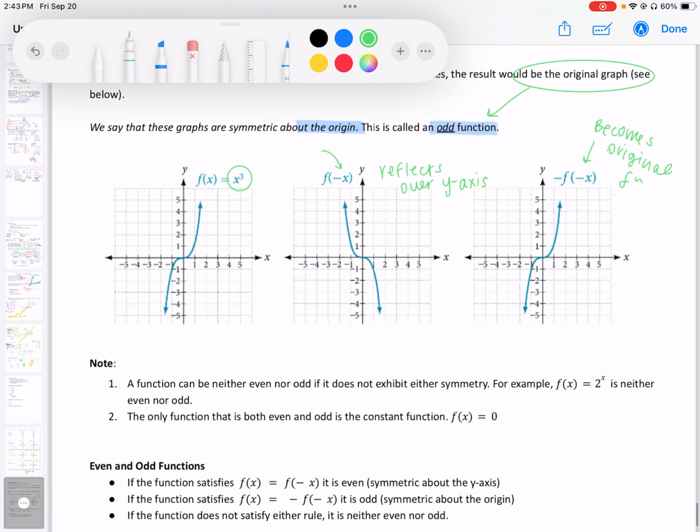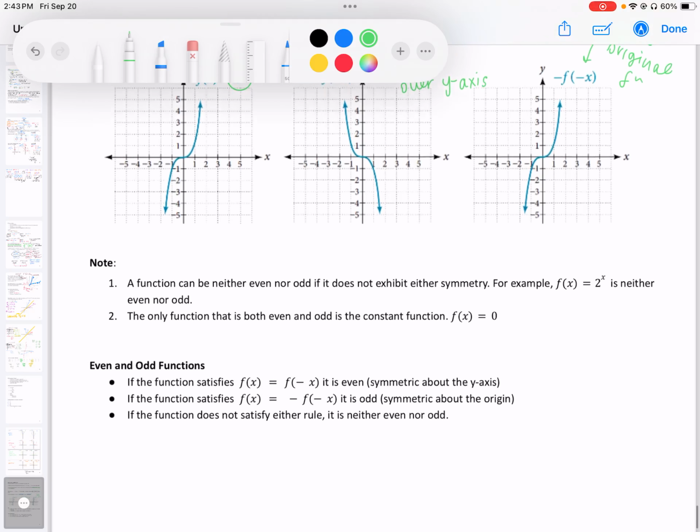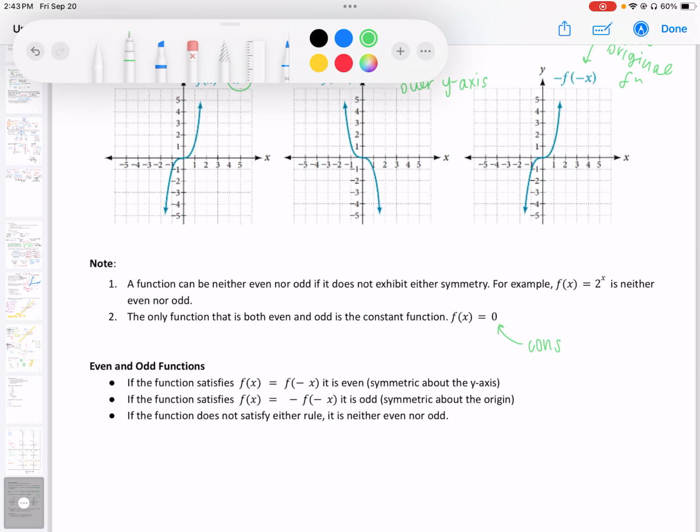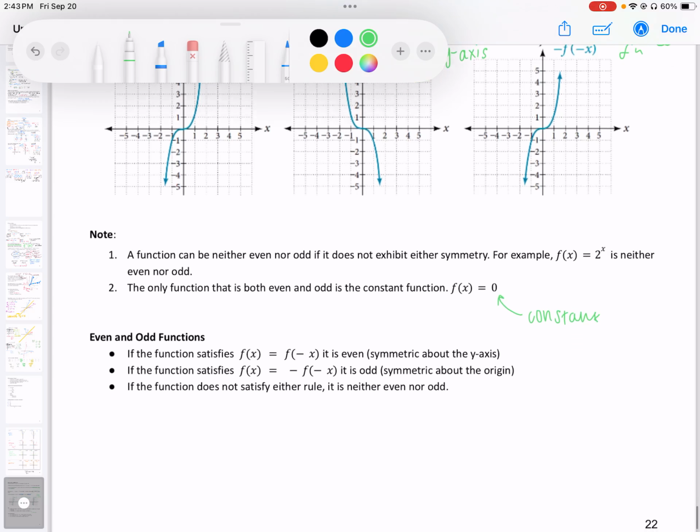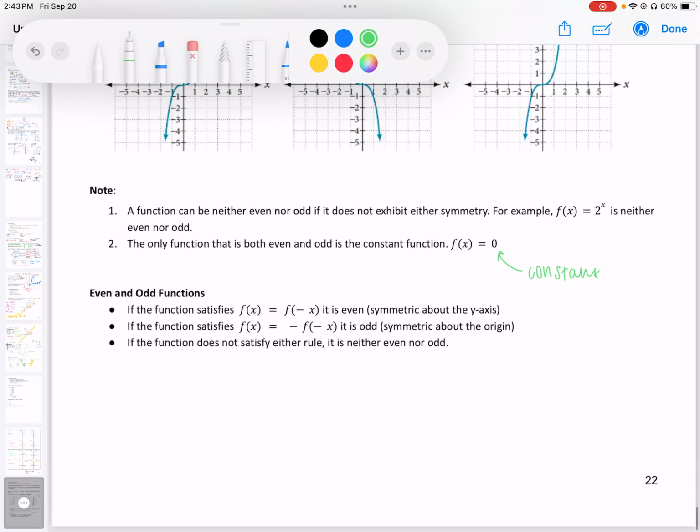Keep in mind that a function can be neither even nor odd. It doesn't have to have that symmetry. And then the only one that is both even and odd is the constant function f of x equals 0. It doesn't have to be 0, it could be any constant. So any value. That's it for this section covering transformations.